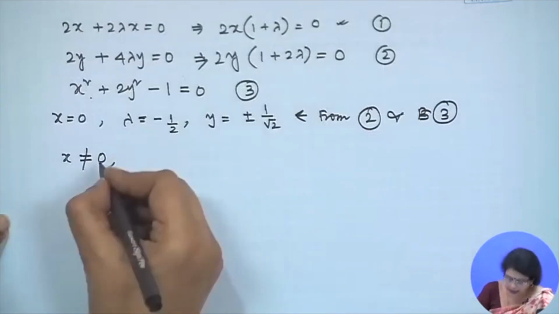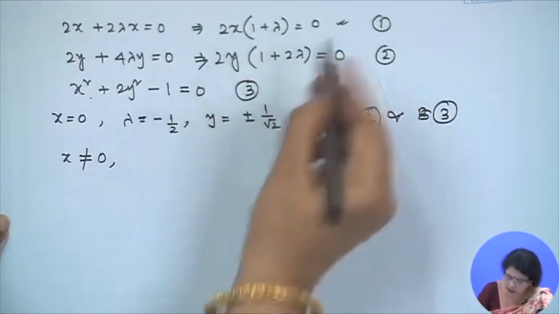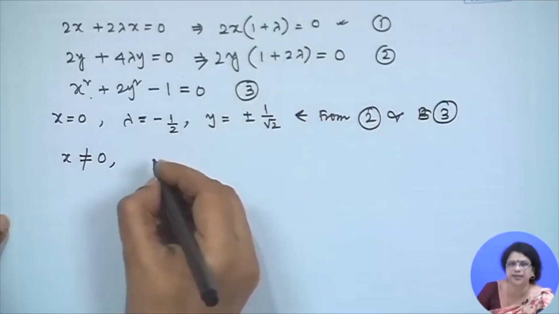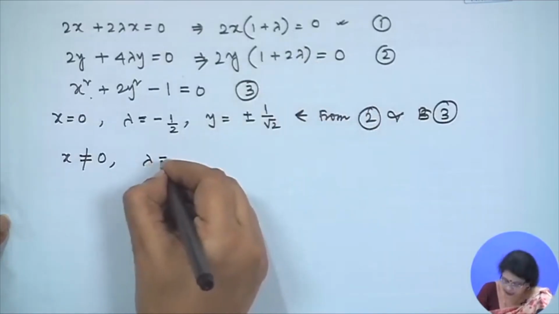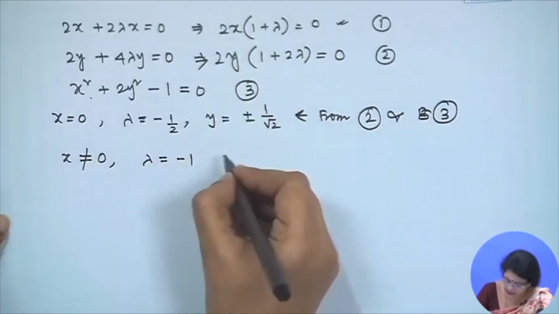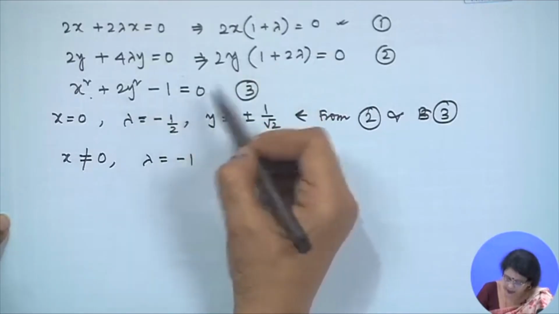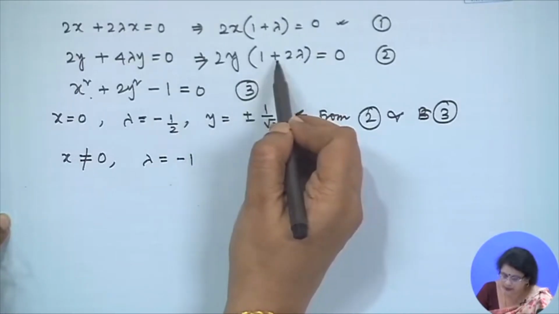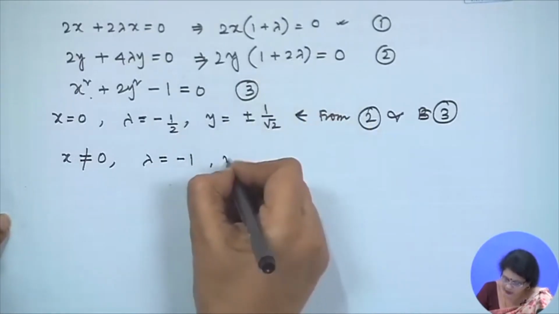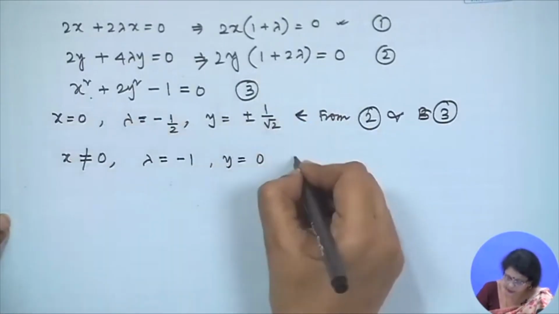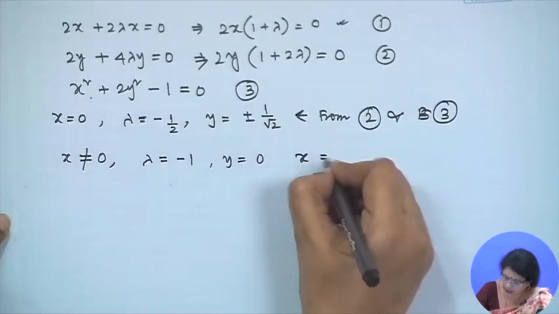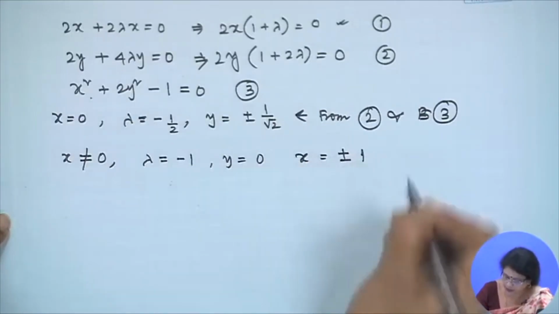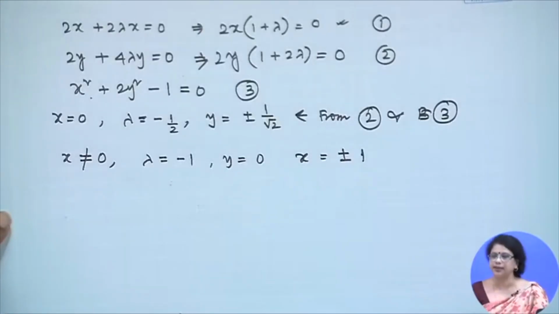Okay. And if x is not equal to 0, then 1 plus lambda must be equal to 0. That is why we are getting lambda is equal to minus 1, and from here if lambda is equal to minus 1, then we are getting that y is equal to 0. If y is equal to 0, then x would be equal to plus minus 1. Okay, that is the condition.